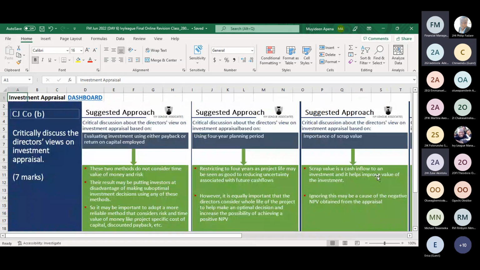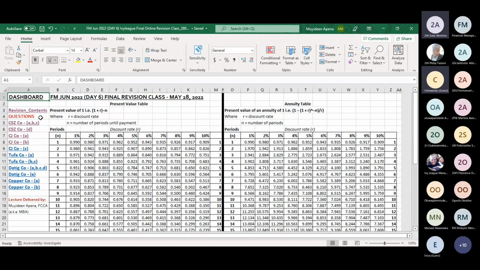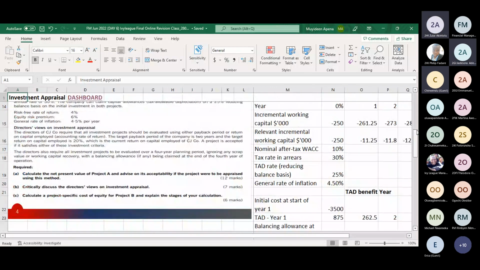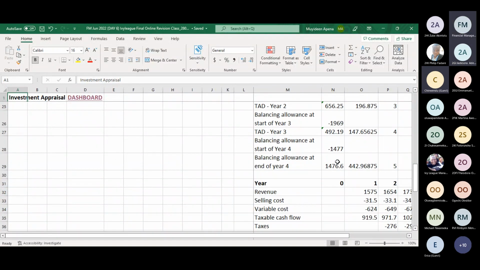Sorry to drag the class back. The TAD calculation, the last part of it. This one, I don't know. Yes, the last part of the TAD. Okay, so this is the balance at the beginning of year 4.